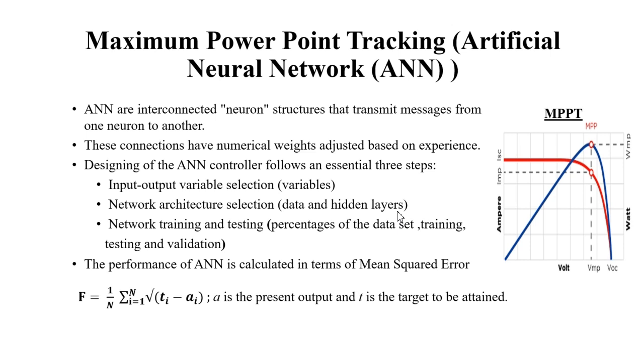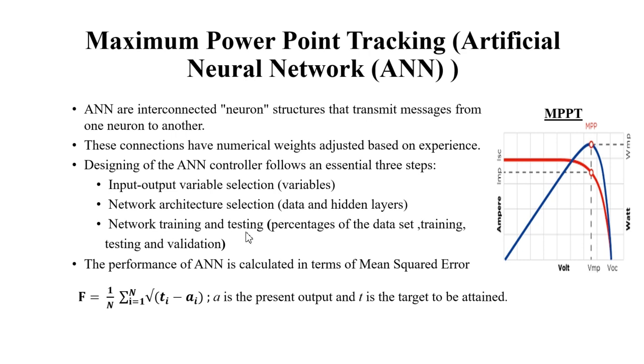If the extracted data or the experimental data that we have is accurate, then the hidden layers will be reduced, and if the error is more, then the hidden layers have to be increased in that ratio.